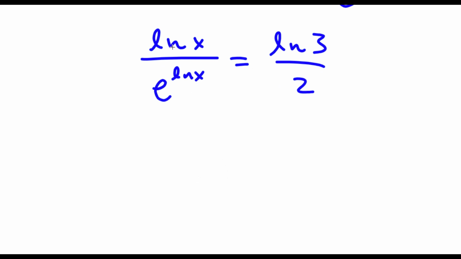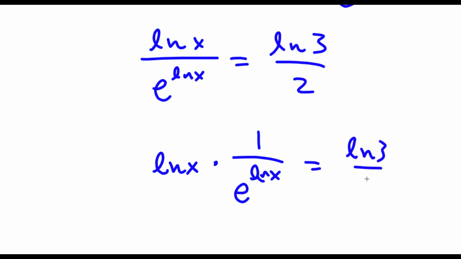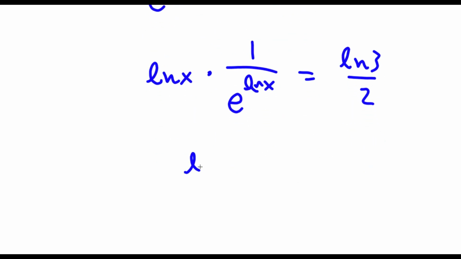Now, ln x over e to the power of ln x, that's the same thing as ln x times 1 over e to the power of ln x. And now 1 over e to the power of ln x, that's the same thing as e to the power of negative ln x.